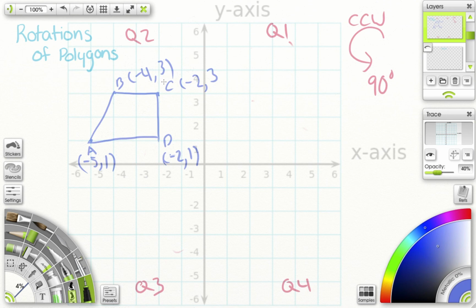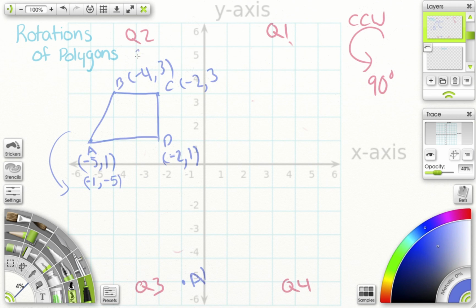So 90 degrees, switch the digits around. So this becomes 1, -5. And in this case, I know I'm going to end up in quadrant 3 because it's a 90-degree rotation this way. Both digits have to be negative in order for it to be in this quadrant, so my first digit becomes negative. So I go 1, -5. And that's my A prime.